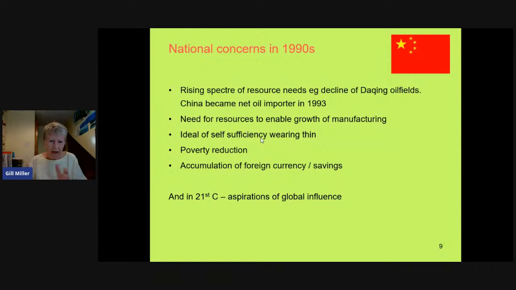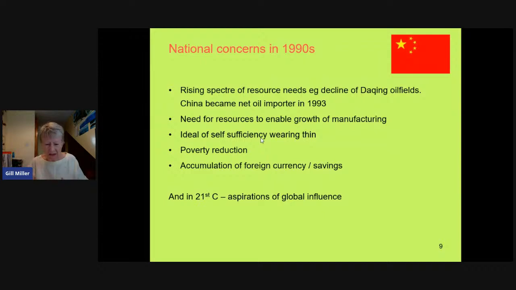In the 1990s, poverty reduction became an issue, and it's a remarkable fact that 800 million people in China have been lifted out of poverty because of this economic growth at all costs, which have enabled people to have a higher standard of living. It's an incredible success story by China, but it's been a real national concern. It hasn't been eliminated, but they've made huge strides.